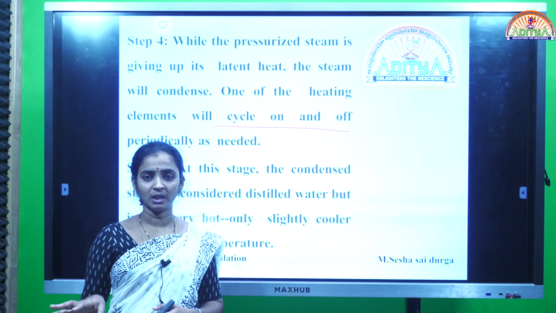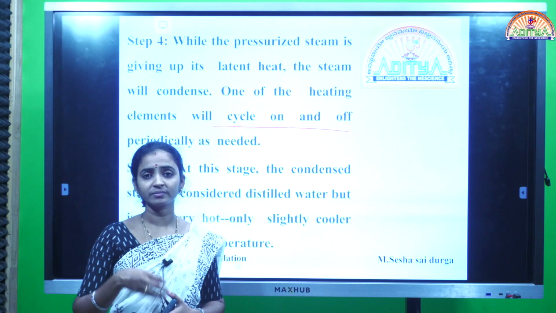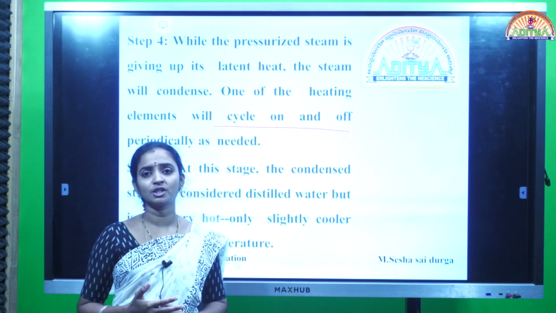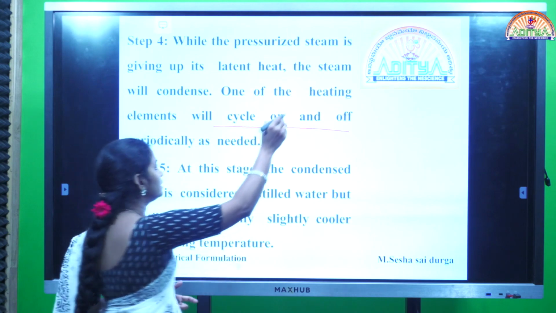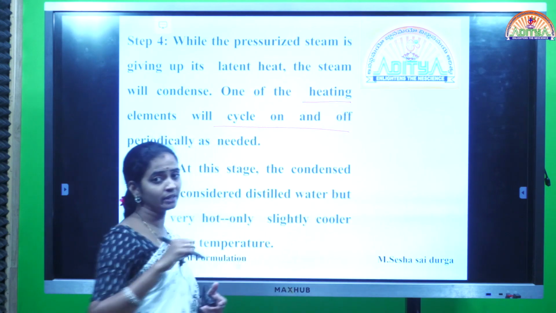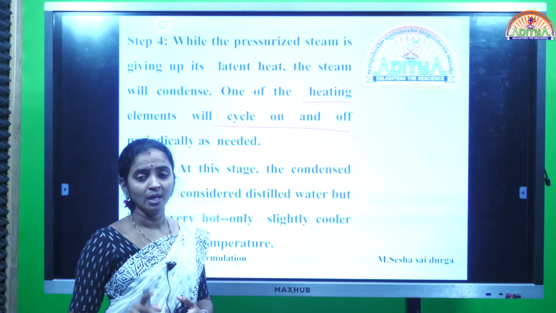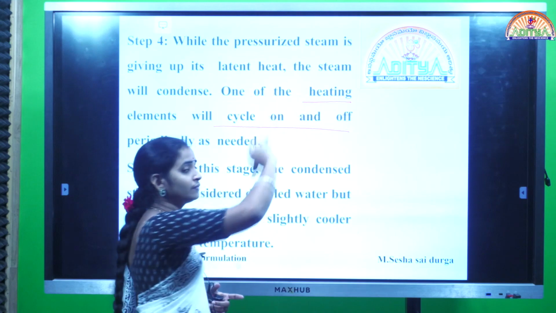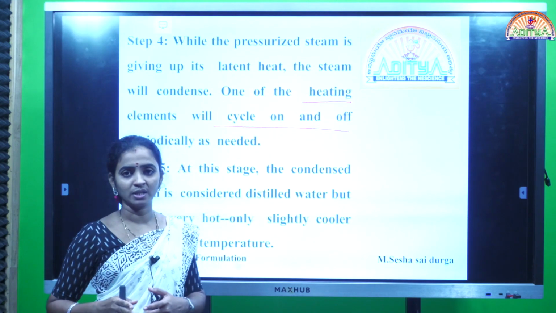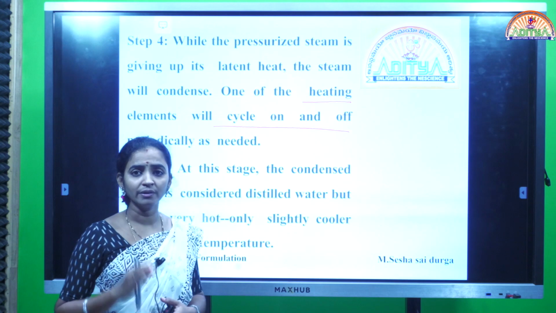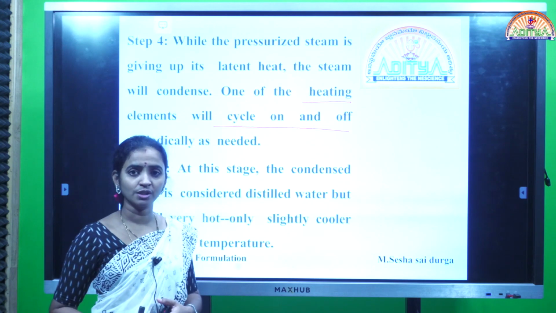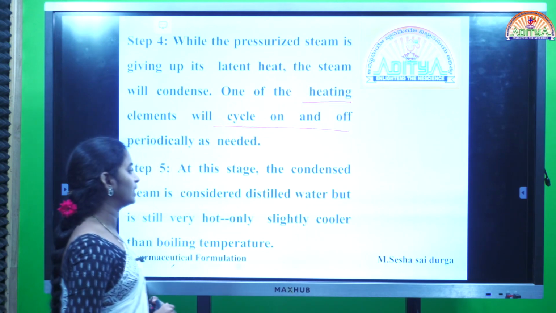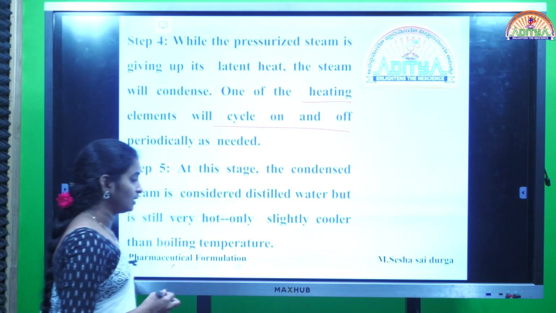So steam is formed. Now we should collect the steam by the condensation process. To achieve that condensation process, the heating elements inside the boiling chamber will get switched off and switched on periodically, depending on the requirement. Once the heating element is switched off, there will be a somewhat lower temperature because the temperature of the steam will be reduced. When the temperature is reduced, the steam will be converted into liquid. Now this condensed liquid, finally, we can collect from the outlet.